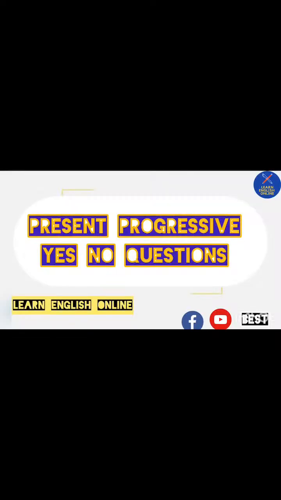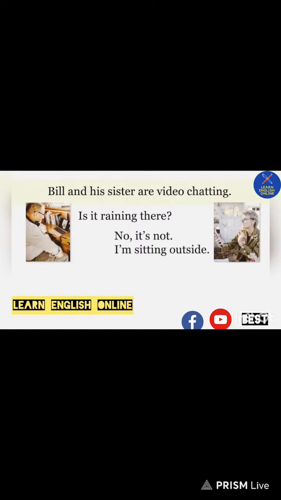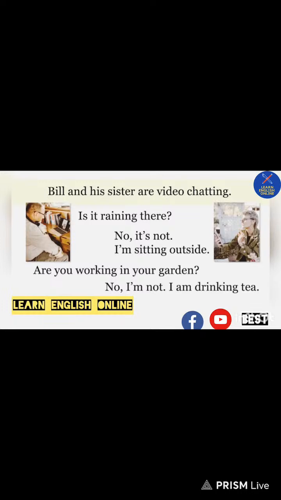Present progressive yes/no questions. Bill and his sister are video chatting. Bill asks, "Is it raining there?" "No, it's not. I'm sitting outside." "Are you working in your garden?" "No, I'm not. I am drinking tea."